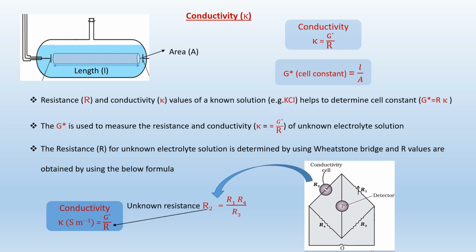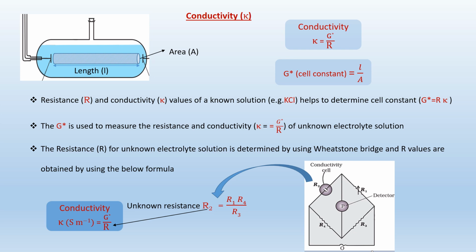But you cannot use the length and the area measurement, because the length whatever you measured will be correct and accurate, but the area of the solution is difficult to measure. And also it will be an inaccurate value to find out the G star value. Okay, how can you find out the G star value? You can find it using the other formula, G star is equal to R into kappa. By knowing the resistance and the conductivity of a known solution like KCl, you can easily determine the cell constant.